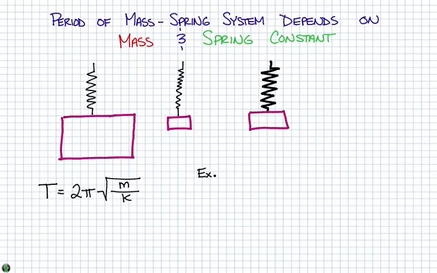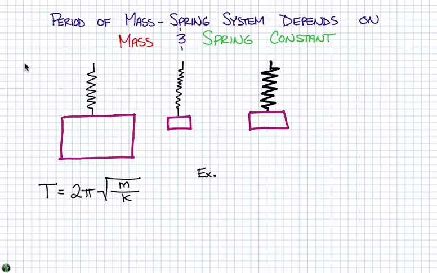Now, the period itself, we can go into a little bit more detail here. The way we calculate the period of a mass spring system is going to be slightly different than when we're dealing with a pendulum. The period of the mass spring system depends on 2 components. It's going to depend on the mass as well as the spring constant, that K value of the spring.